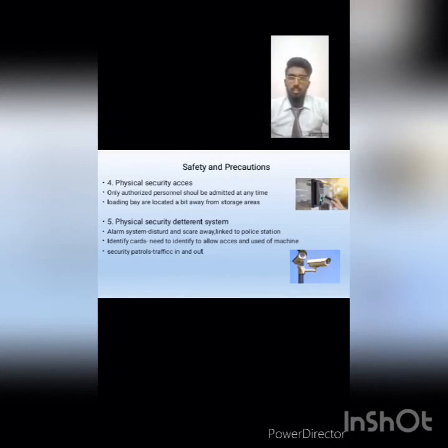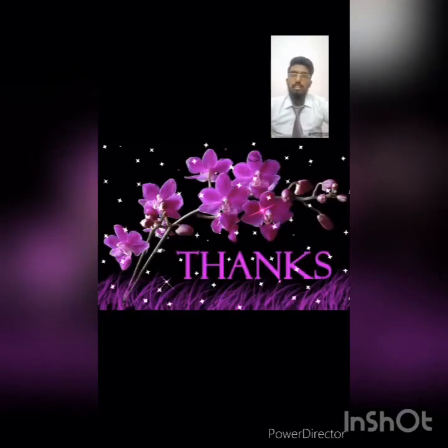Patrol traffic security must properly inspect the vehicles going in and out of the warehouse. Lastly, the security procedures and policies should be followed strictly.